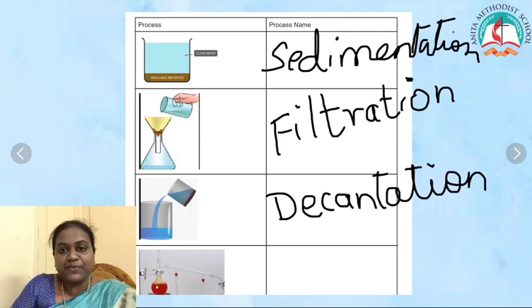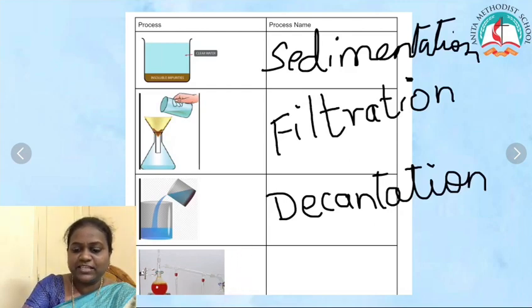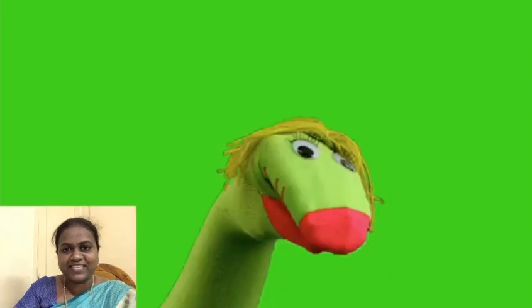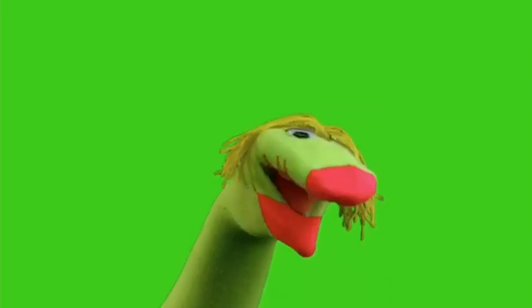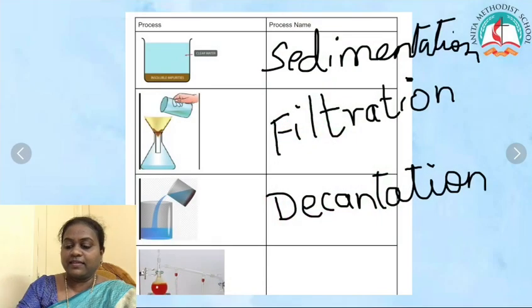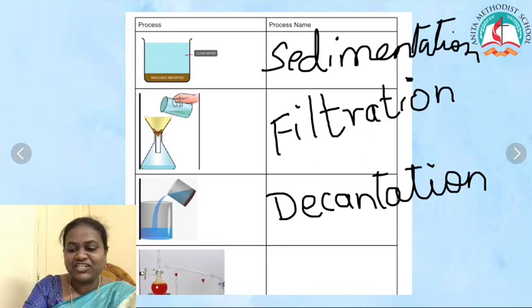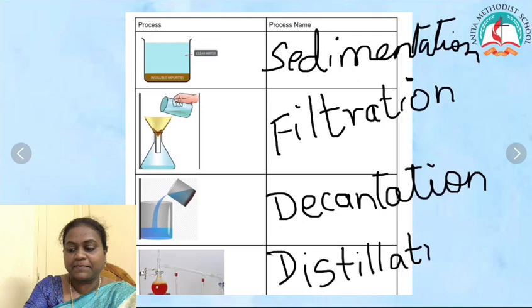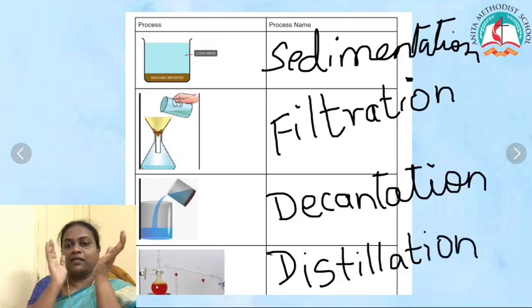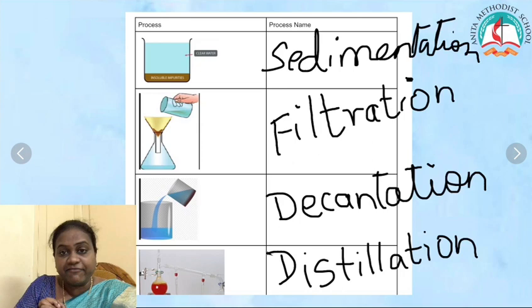Okay, the last process. Samuel, can you tell me the process name, ma'am? For this one, the last process. It's distillation, miss. Yes, Samuel, you're correct. It is distillation. Very good, children. Everyone answered it correctly.